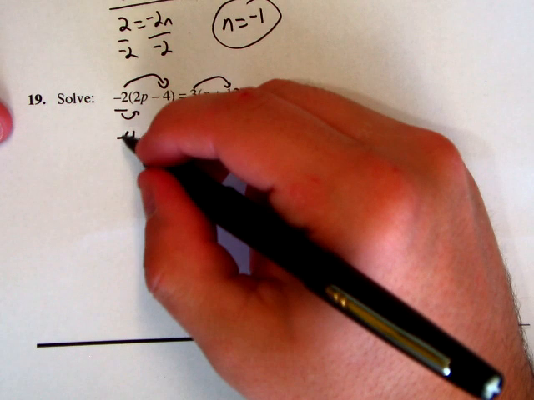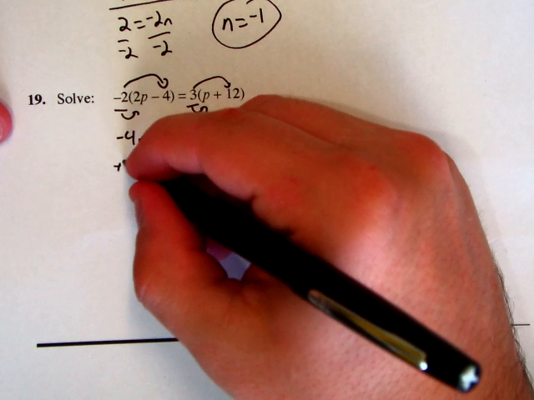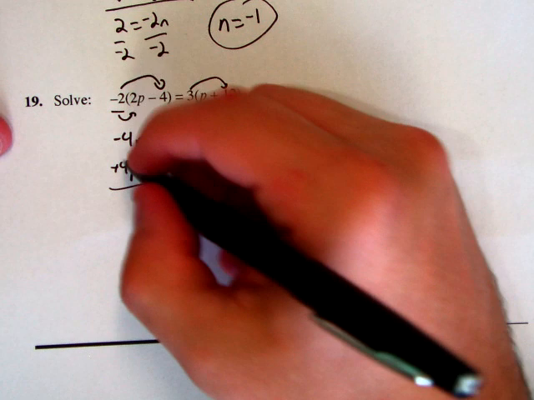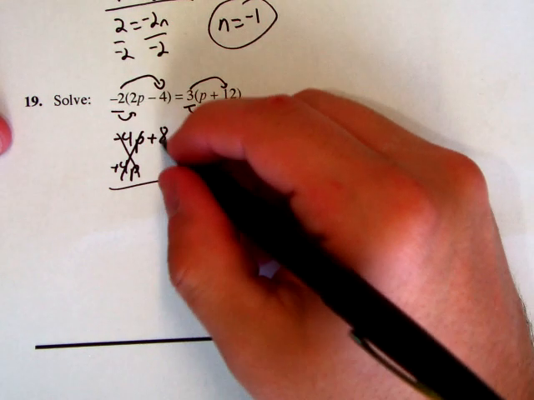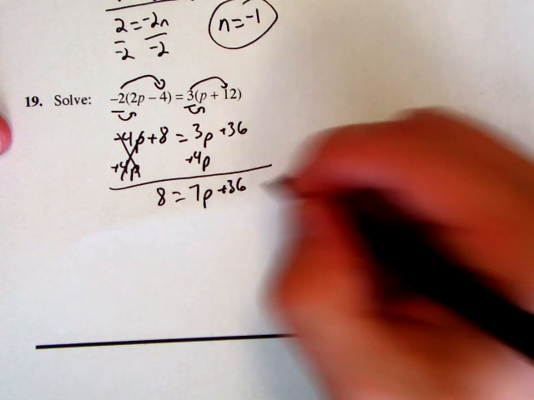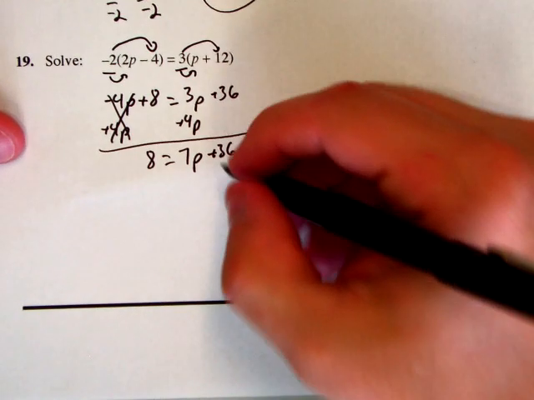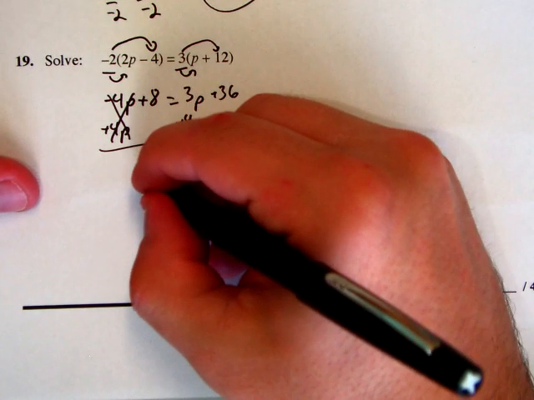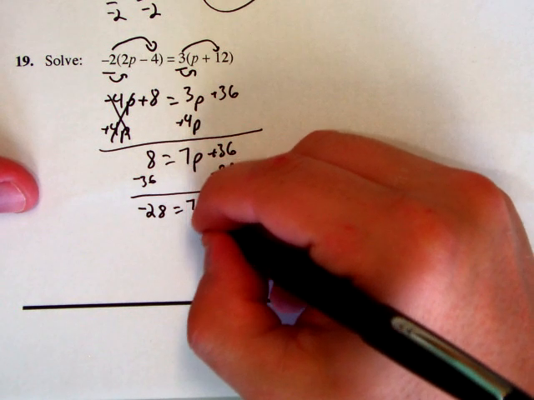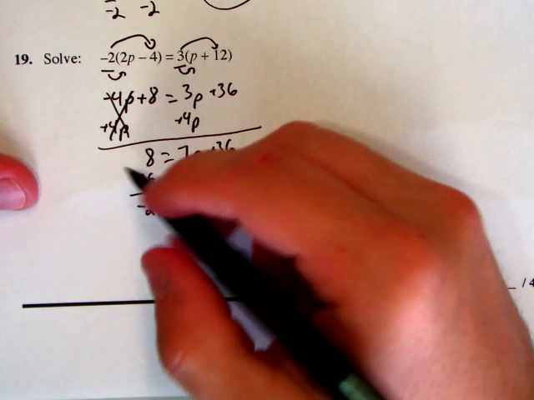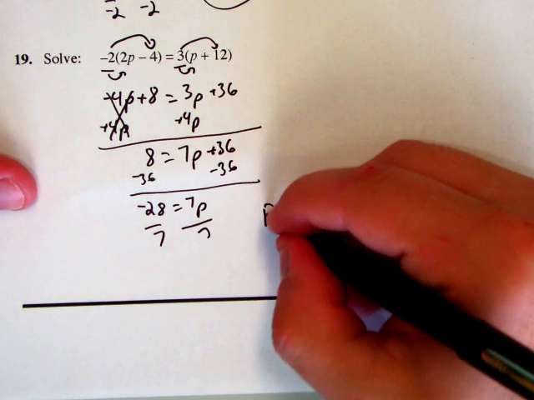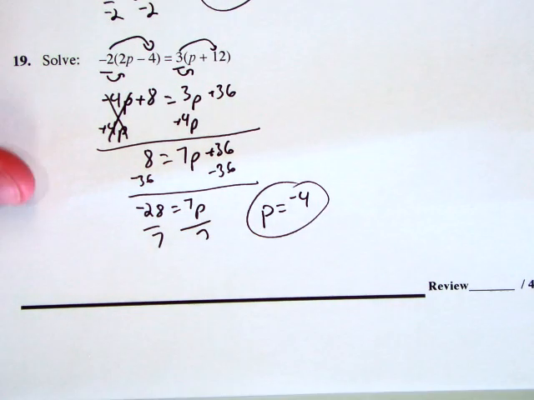I'm going to get rid of this variable term over here, so I'm going to create a zero pair by adding 4p. That evaluates down to 0. I'm left with 8 = 7p + 36. And this is where the big mistake was made. Subtract 36, and you get -28 = 7p. Divide both sides by 7, you get p = -4.